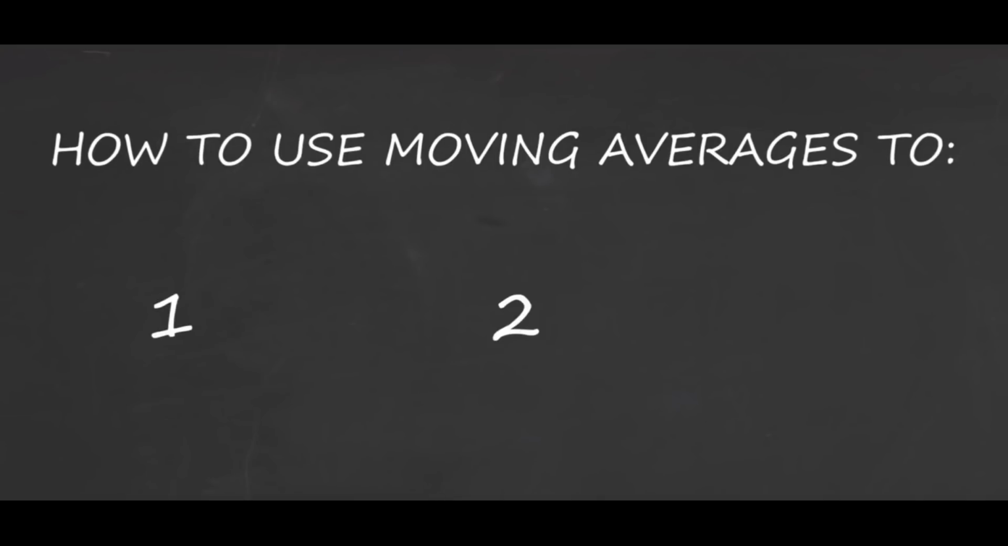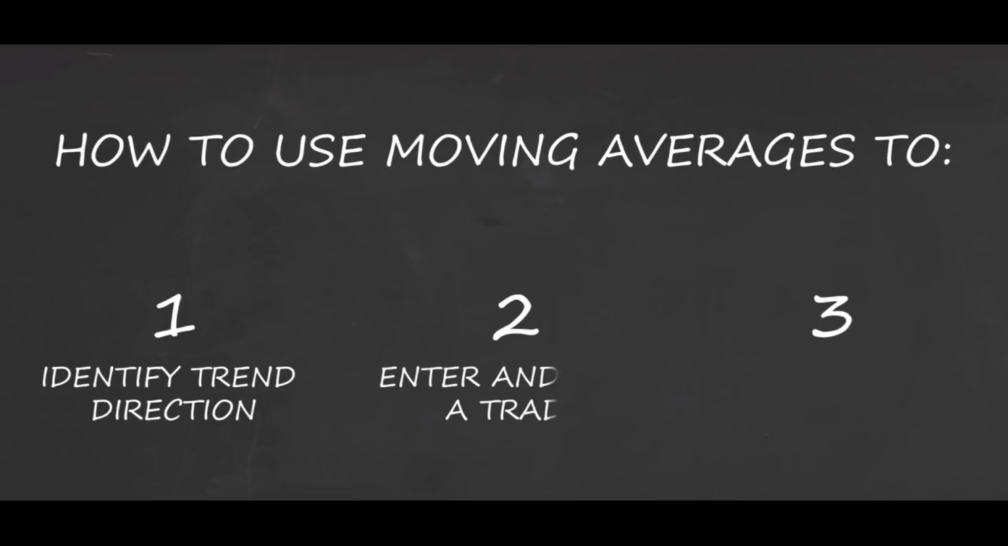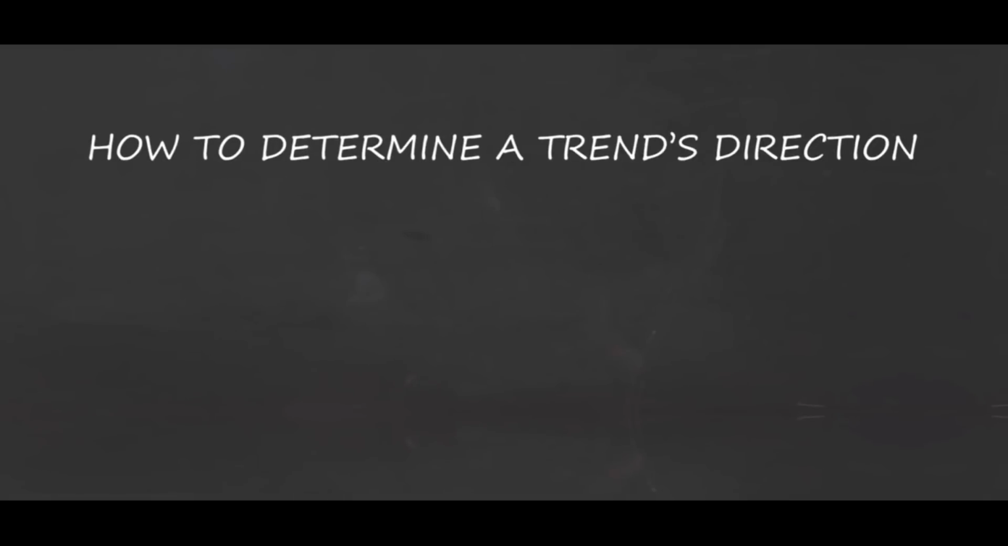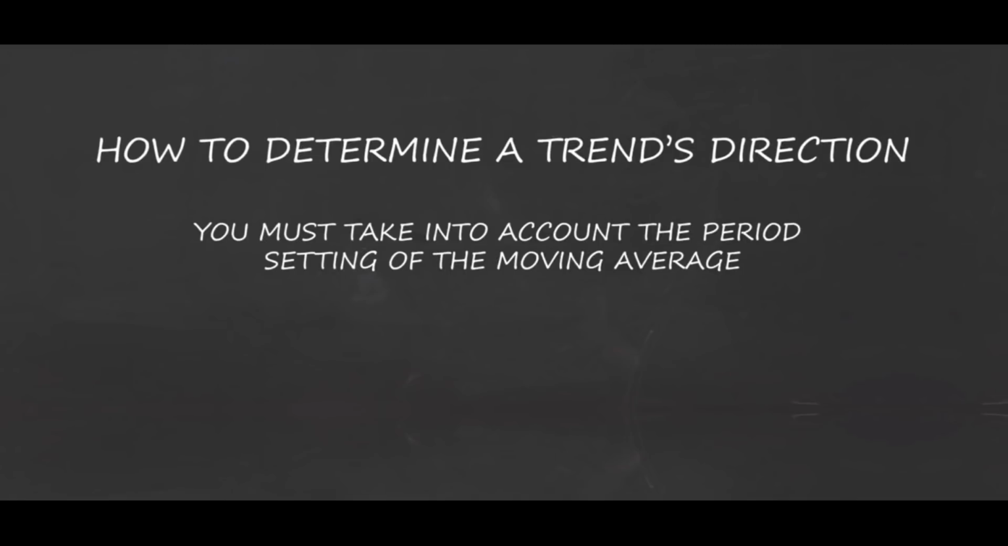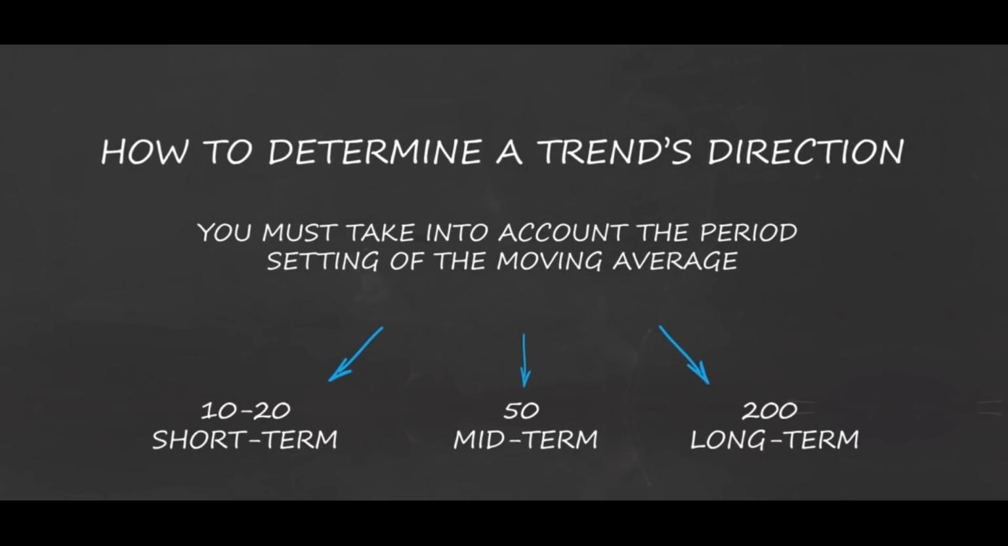To identify the direction of a trend, how they can be used to enter and exit a trade, and finally, how to trade moving average crossovers. To determine the direction of a trend using a moving average, you must take into account the set time period. We touched on this briefly in the last video where we showed you the most commonly used time periods when analysing short-term, mid-term and long-term trends.